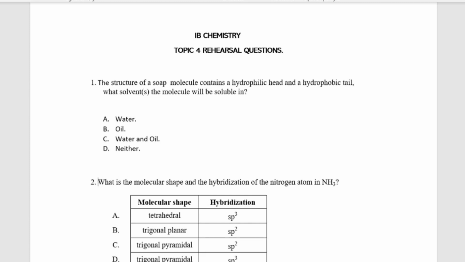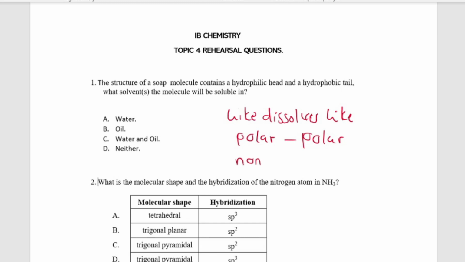And in chemistry we have a rule of thumb that says like dissolves like, which means polar will dissolve in polar, and non-polar in non-polar. So the molecule contains both polar and non-polar parts. That means it will be soluble in water and oil, since water is polar and oil is non-polar. So our answer is C.